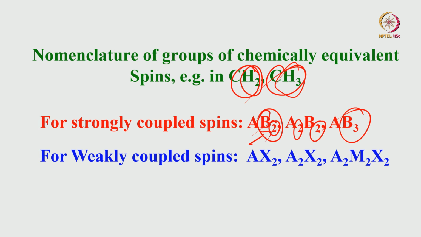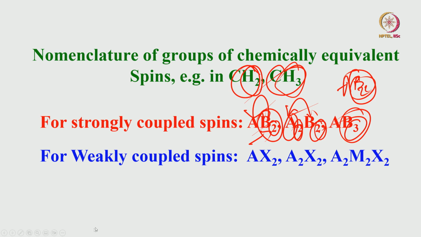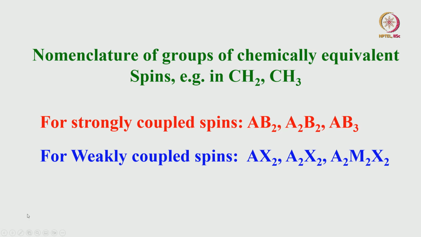For example, if I say AB2, there are two protons which are chemically equivalent, a group of protons, a CH2 group may be there. Or there are 3 protons which are chemically equivalent. So the subscript refers to the number of chemically equivalent protons, and the letters A and B tell you they are strongly coupled. So A2B2 means there are 2 protons which are chemically equivalent here, and 2 protons here, and between them there is strong coupling. That is the nomenclature. You should understand the nomenclature we are going to use here.